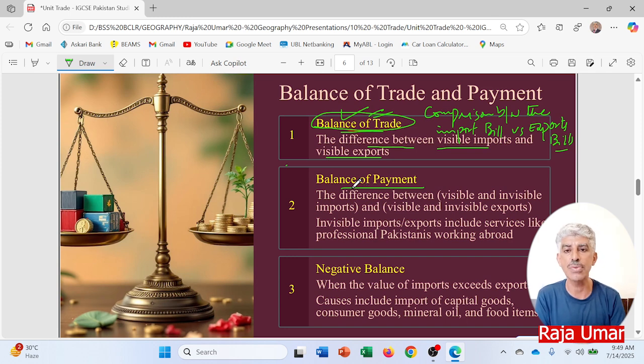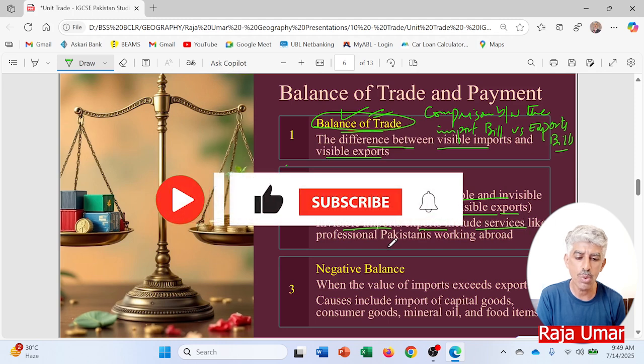if I talk about the tertiary industry, I mean those people who are providing their services and are paid in the form of foreign exchange. I will give you the example as well. So let me first explain this one. The difference between the visible and invisible imports and visible and invisible exports. Invisible imports and exports include services like professionals, Pakistanis working abroad.